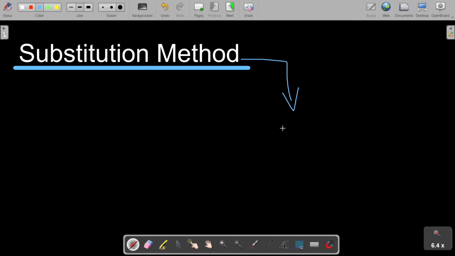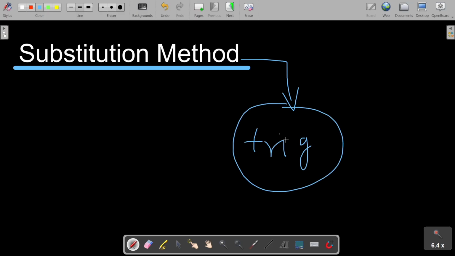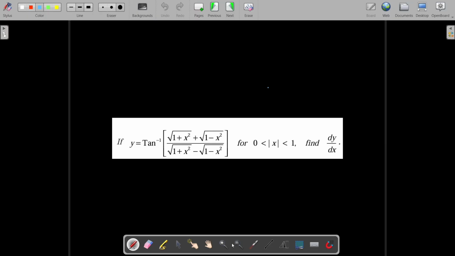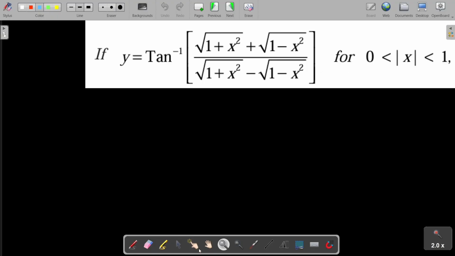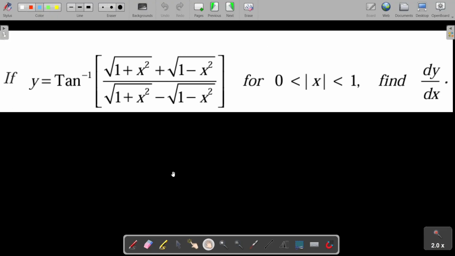Where are we? So we usually use trigonometric functions to do this substitution method. So let's get on to the problem right away. So this is a problem. You can see that it is a very big, massive problem.